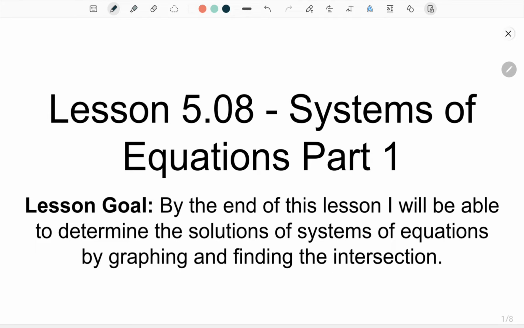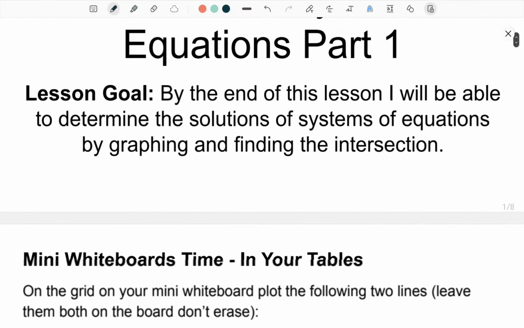All right, so we're going to look at systems of equations. We'll see what we mean by that, and we're going to solve, in a sense, lines intersecting with each other, trying to figure out how and where that happens. All right, so let's get started.